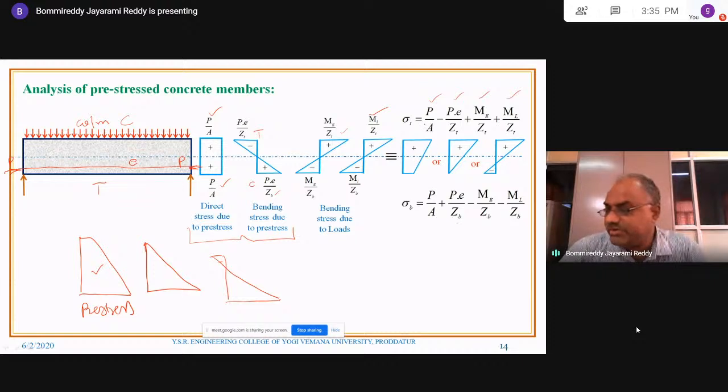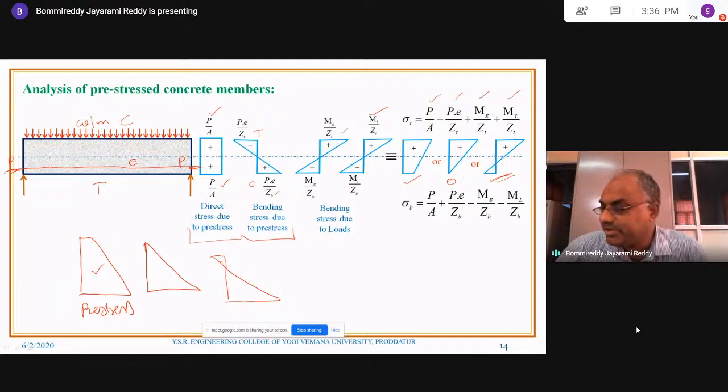And what are the resultant stresses at the top or otherwise at the bottom? Because of the pre-stress it is compressive and because of the loads it is negative. So what is going to happen? The resultant stress may be with a small magnitude of compressive stress, or the resultant stress may be zero at the bottom, or the resultant stress may be with a small magnitude of the tensile stress. If it is a small magnitude of tensile stress and it is well within the limit of the tensile strength of the concrete, then there may not be any problem.